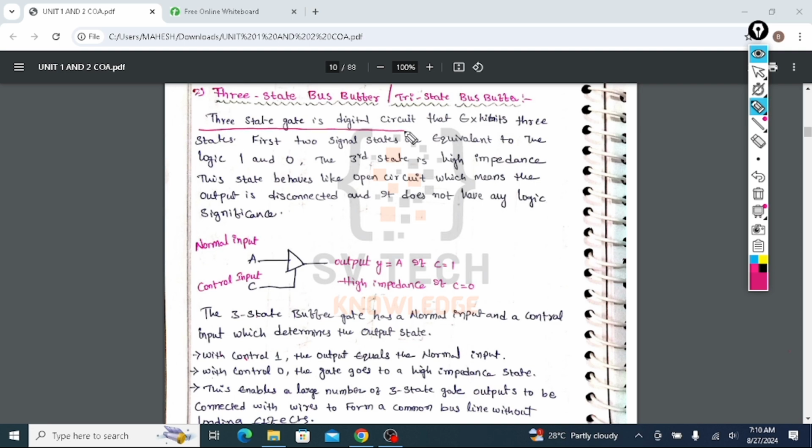A 3-state gate is a digital circuit that exhibits 3 states. The first 2 states are equivalent to logic 0 and 1. The third state is the high impedance state, which is like an open circuit, which means the output is disconnected and does not have any logic significance. Whenever the high impedance state is there, the circuit is disconnected and there is no output significance.